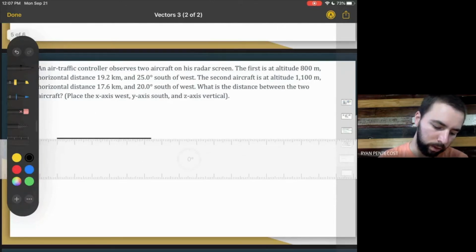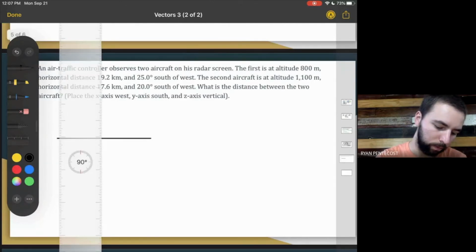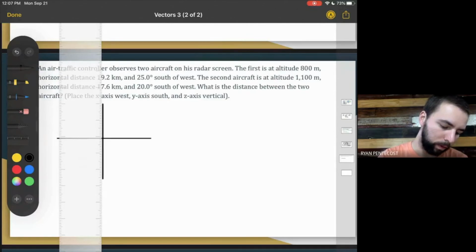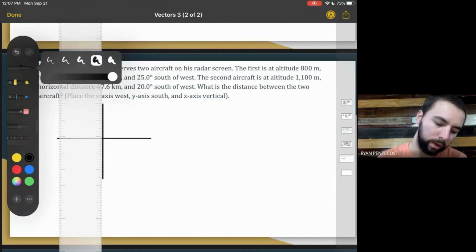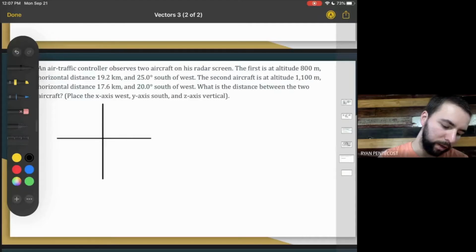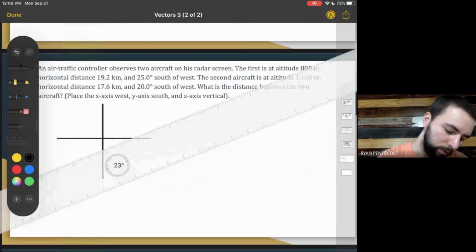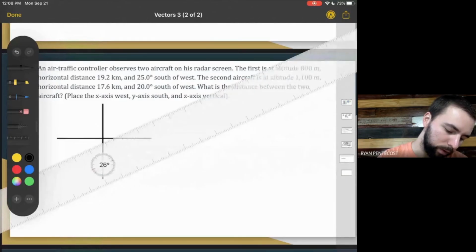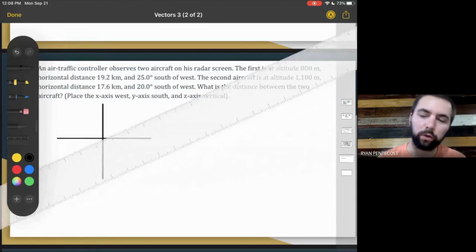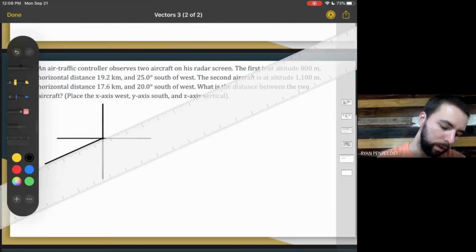Just go straight 90. Get rid of that. So the first one will be 25 degrees south of west, 25 degrees. Some arbitrary drawing that I'm going to make of 19.2. And then the other is 20 degrees.